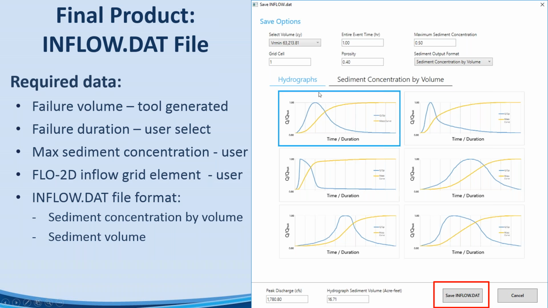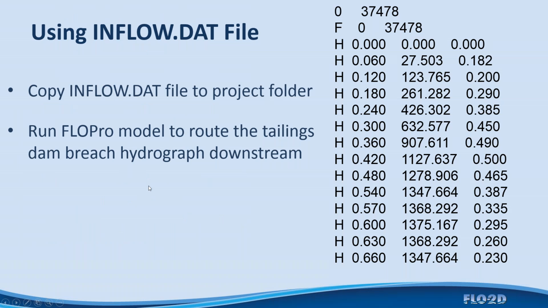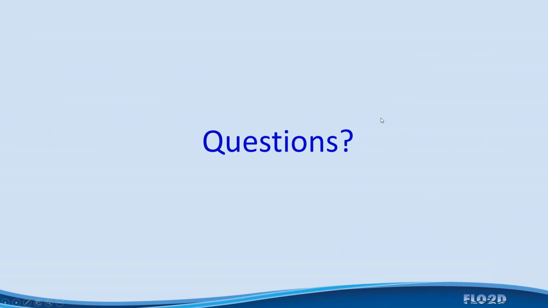I just didn't load any of these. I just didn't show you this plot. I should have probably. It will generate for you the FLO-2D inflow hydrograph. You select the grid element, and then it gives you this hydrograph here. It has time, discharge, and sediment concentration that's generated by this tool. You just input this file to your project folder and then run it to route the tailings dam breach downstream, or run it and see if you can generate a similar hydrograph or at least get the volumes to match. And so that's the end of my PowerPoint presentation.